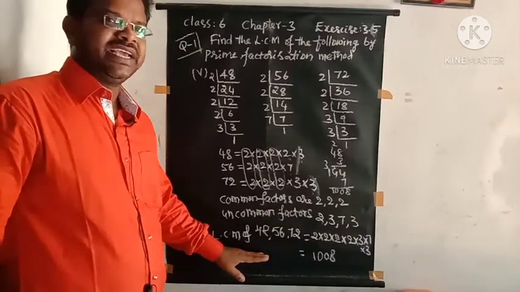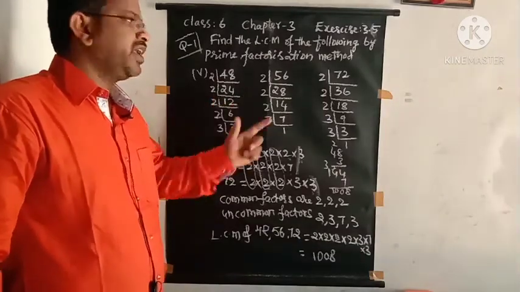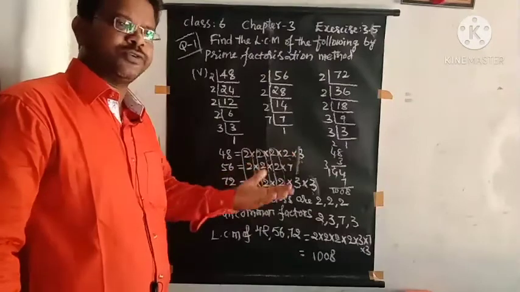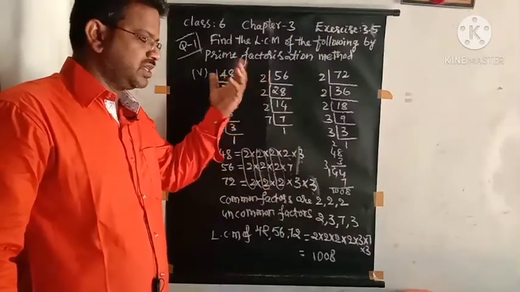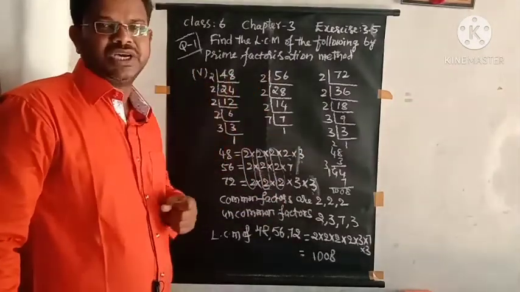This is the process of finding the LCM of 3 given numbers. You can use it for finding the LCM of 2 numbers also.